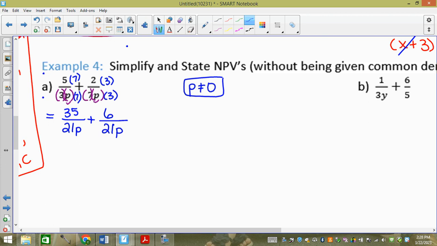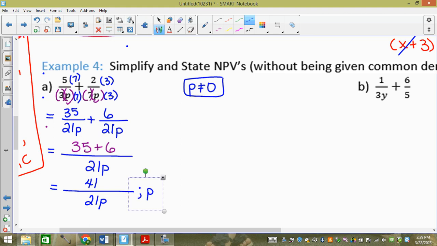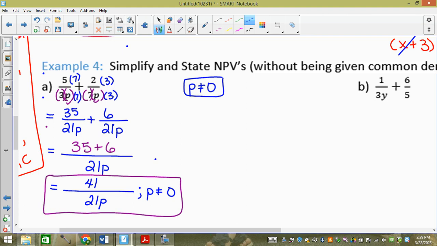Okay, when I have a common denominator, I can write everything over that denominator. Good call. No one's answering, so I'm answering for myself. 21p. Then on the top, I have 35 plus 6. What can I do with that 35 plus 6? Yeah, 35 plus 6 is 41 over 21p. Can I reduce those at all? Nah. And I have to put behind it, p can't equal 0. Finito.